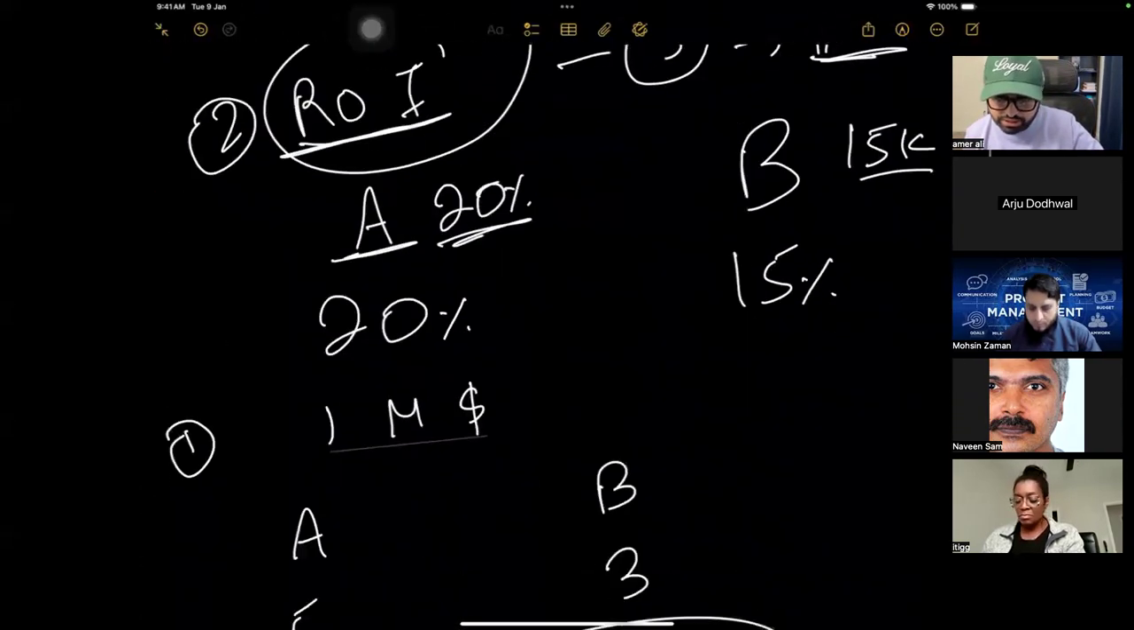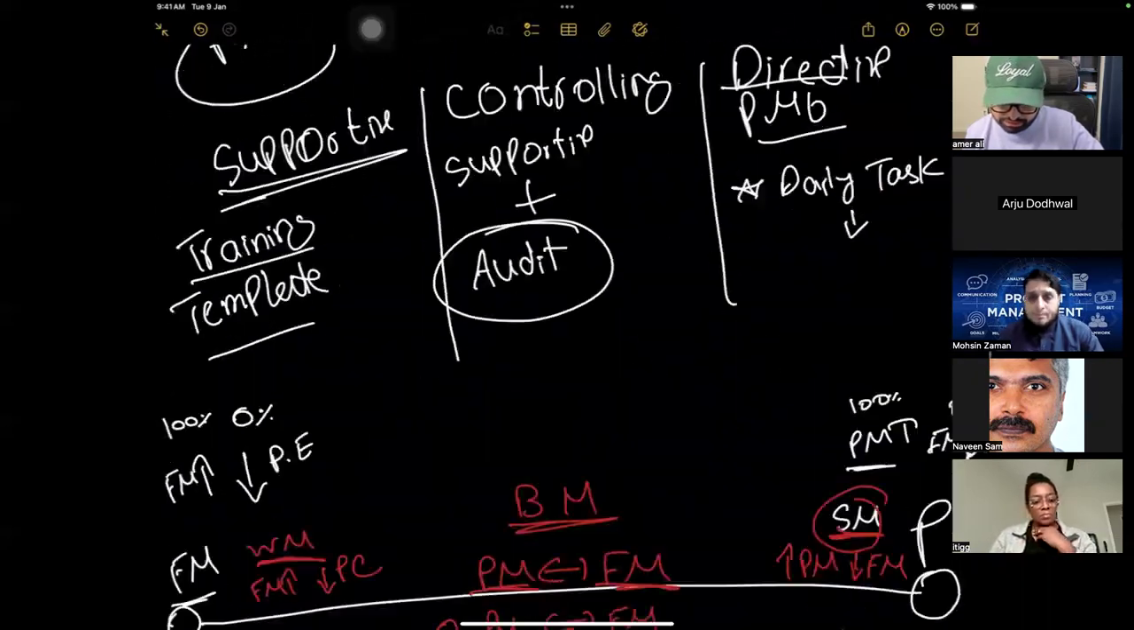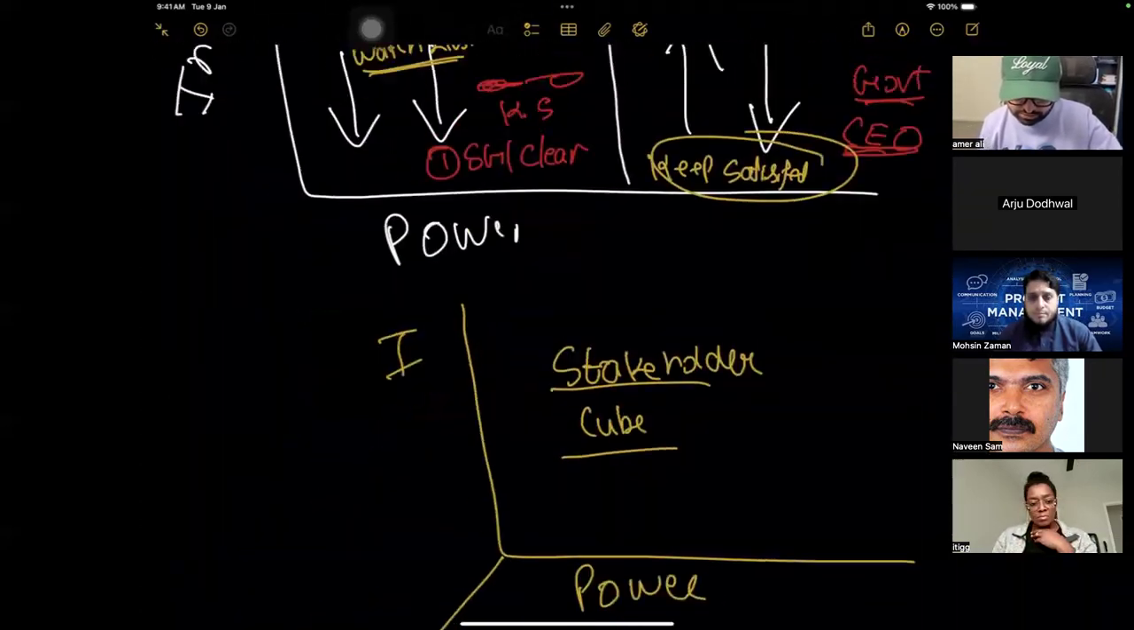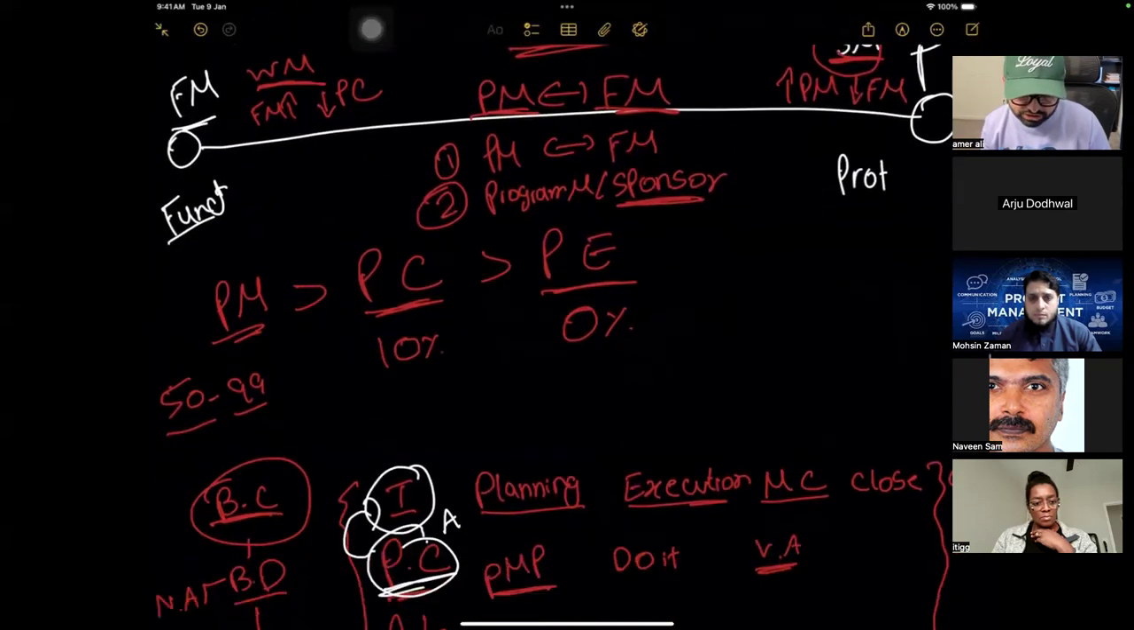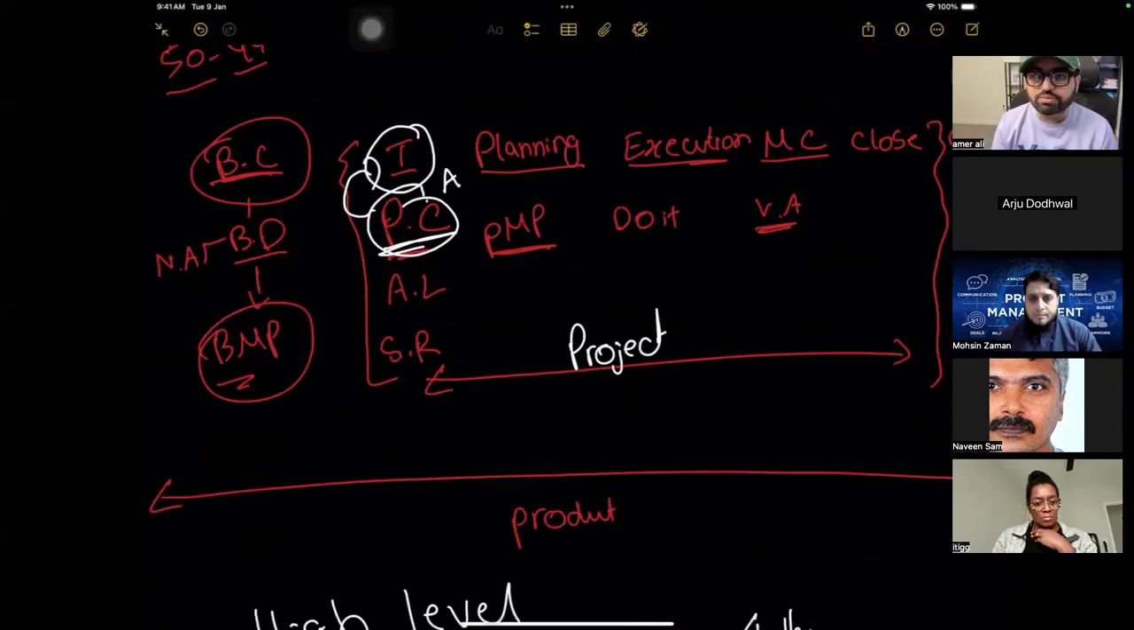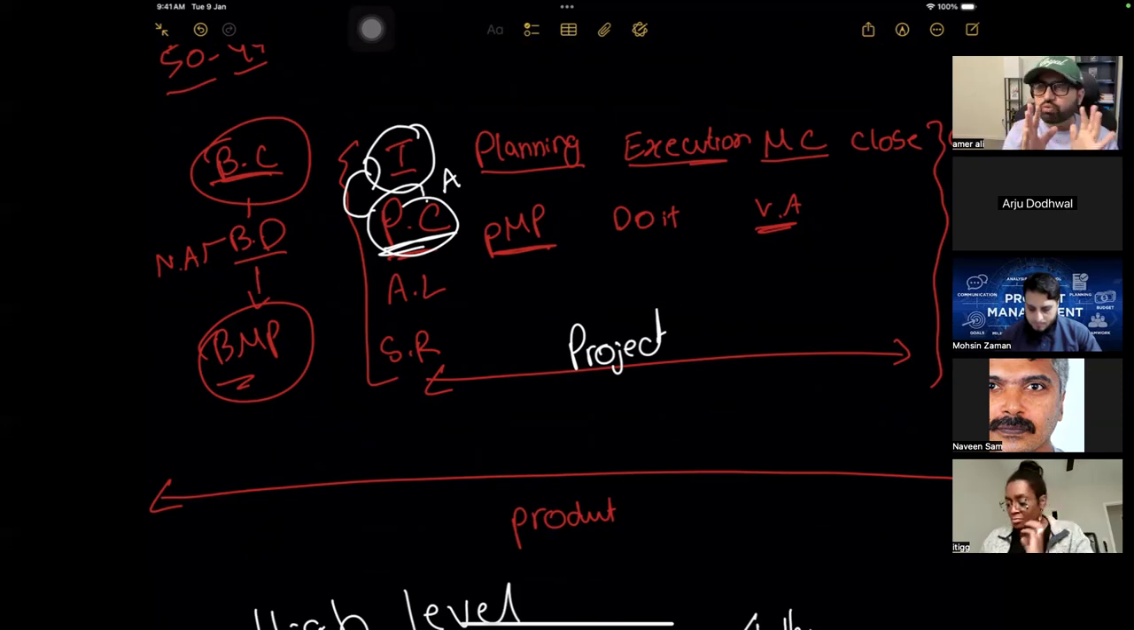So here our initiation is completed. We have made the project charter, the assumption log, identified the stakeholders, categorized them, and prioritized them. The stakeholder register will be continuously updated. It's not a one-time thing. Whenever a new stakeholder comes, we will update it.